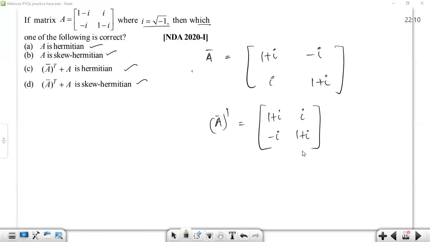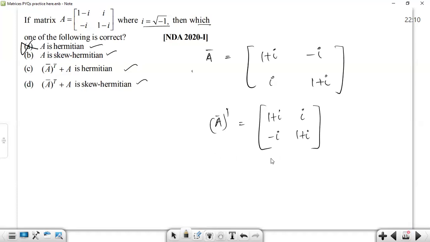I am asking a simple question. Is this matrix equal to A, which is given this matrix, or no? Simple question. No, sir, it's not equal, because of the sign here. Yes. So it's not a Hermitian matrix.